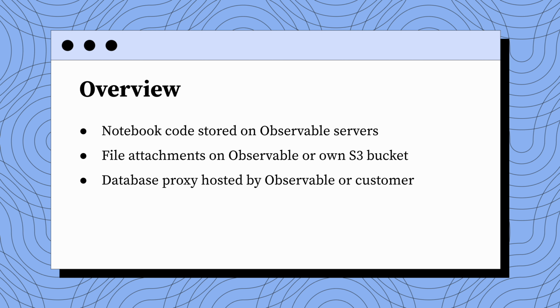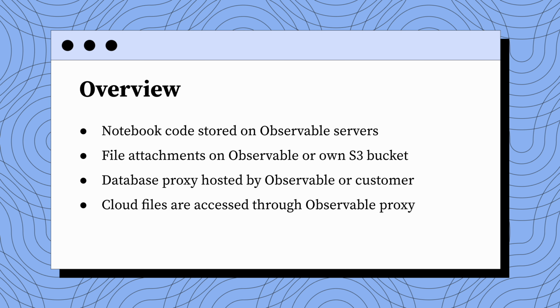Databases require a proxy, which can be hosted by Observable or be self-hosted by you. With a self-hosted proxy, your data stays entirely within your network. Cloud files live on services like Google Drive, Microsoft Office 365, or OneDrive. They also pass through our infrastructure, but we do not cache or store them. As I'll explain later, this is a security trade-off, allowing your users access to data without exposing access tokens or credentials.